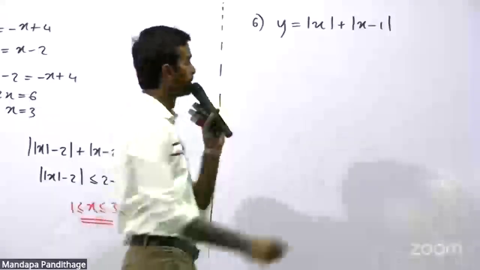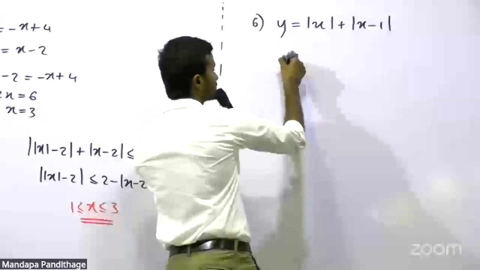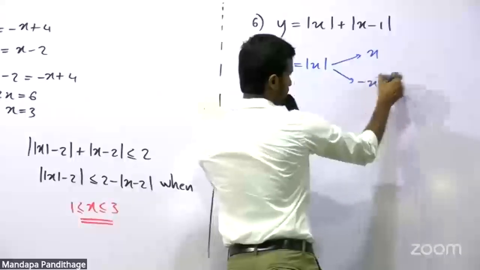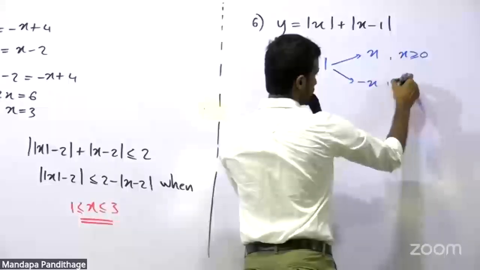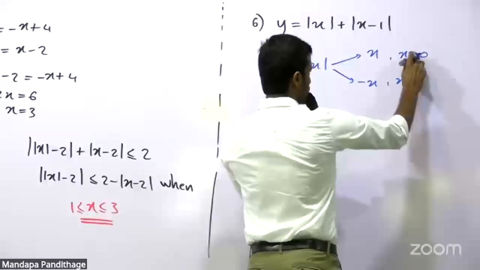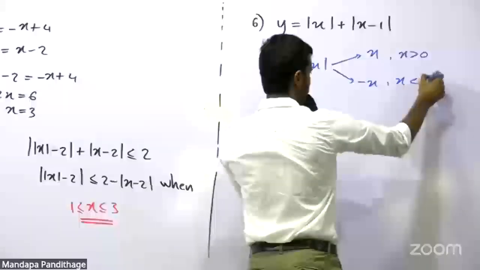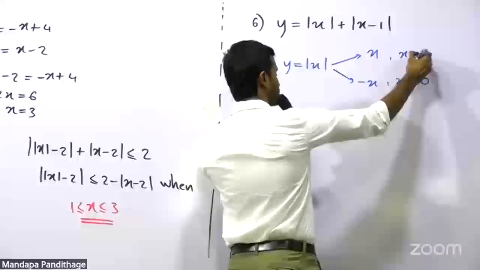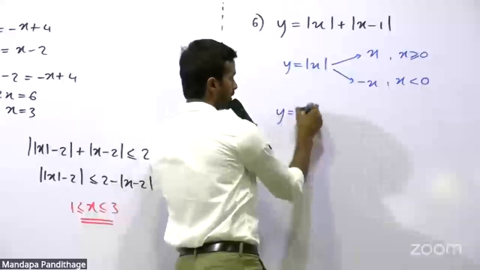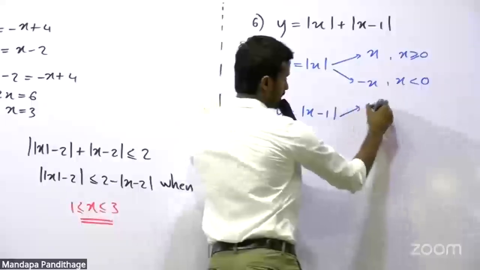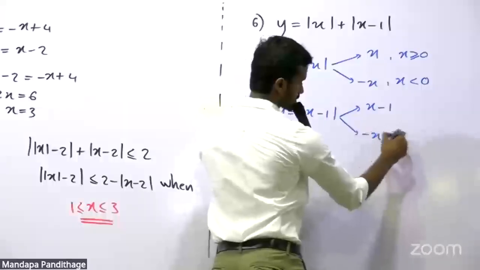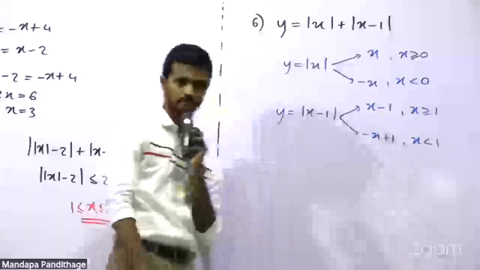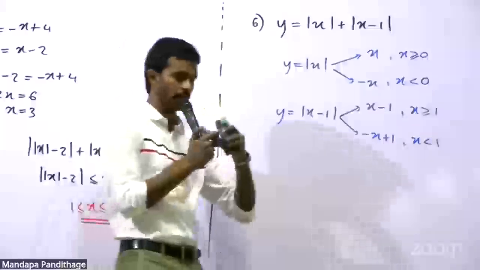Okay. Now, if you take this separately, y equals modulus x. I know it's x and minus x, when x is greater than or equal to 0 and x is less than 0. I'll just take out this mod. Even though you take it out or not, there is no change. And if you take this separately, x minus 1, you get x minus 1 and minus x plus 1 based on x is greater than or equal to 1 and x is less than 1. Clear? Okay.